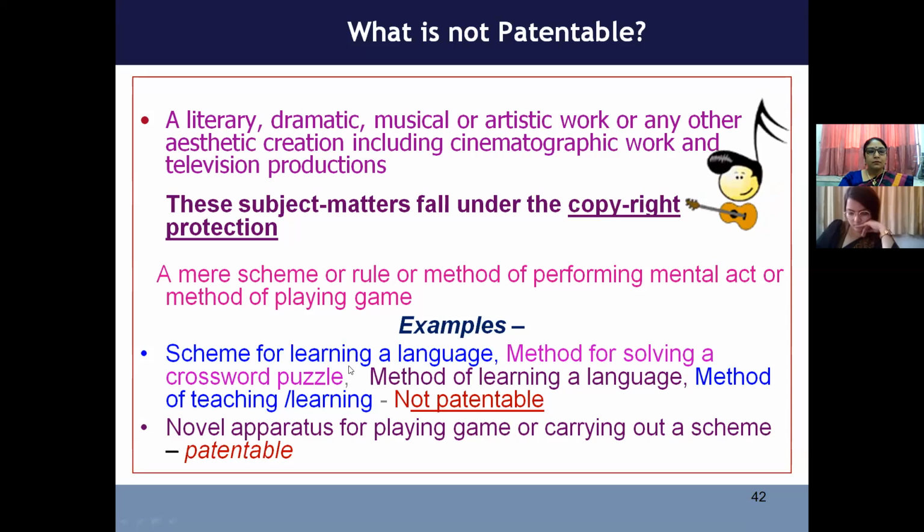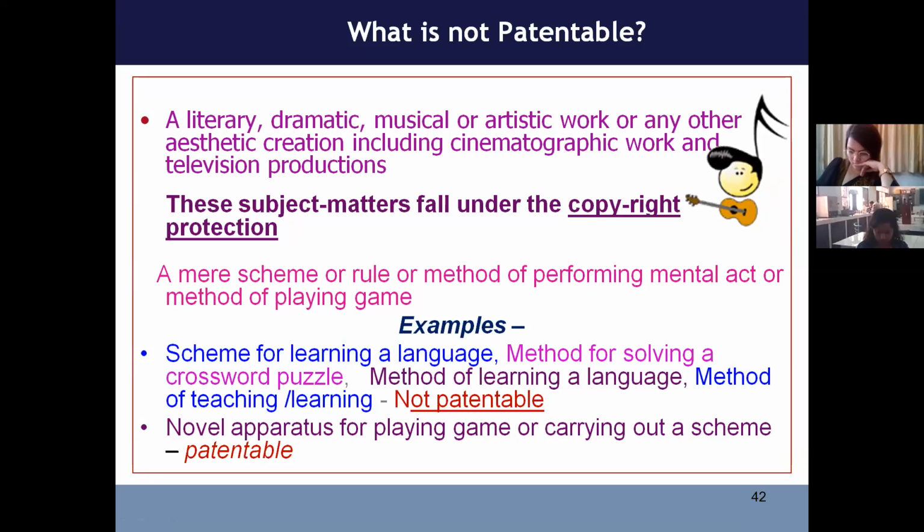Learn Punjabi in 30 days, learn Telugu in 20 days, learn Kannada in 10 days. You might have seen, yes, we might have come across. Though they might be very efficient methods, they are not patentable. Method of solving a crossword puzzle, method of learning a language, method of teaching or learning, or even presentations. I am making several presentations. Maybe my presentations are more colorful and depictive, but however, I cannot patent them. I can only get a copyright for them.